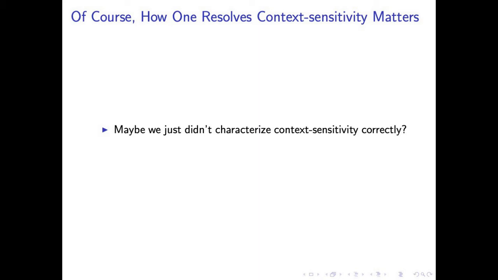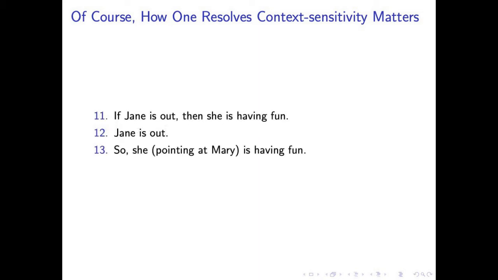So consider this pattern that I have here. It looks like this. If Jane is out, then she's having fun. If Jane is out, so she, and now I'm pointing to Mary, is having fun. Okay, so this is not going to fly, right? If you submit this to a journal as a counterexample to Modus Tollens, it will not be successful.